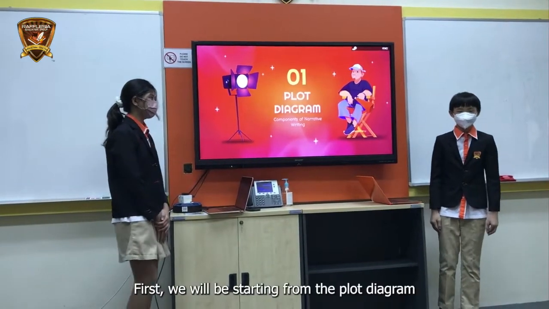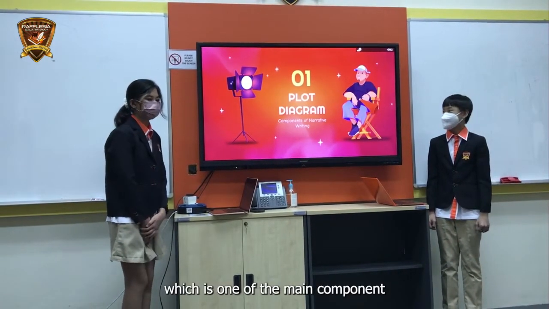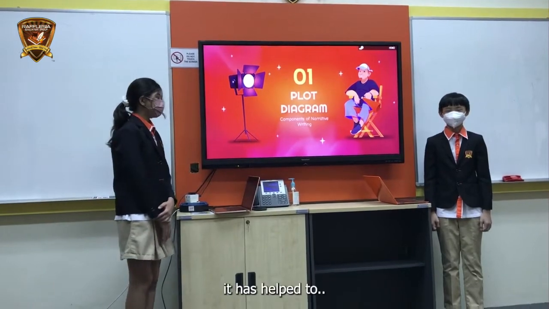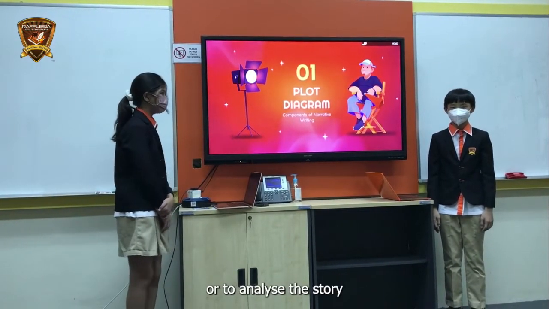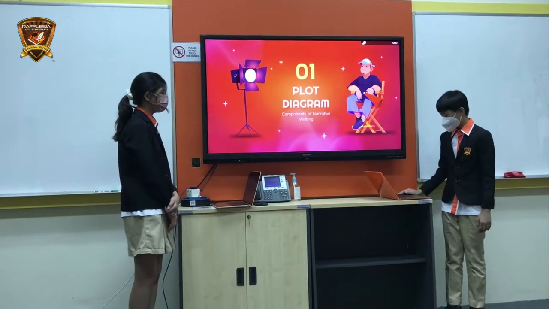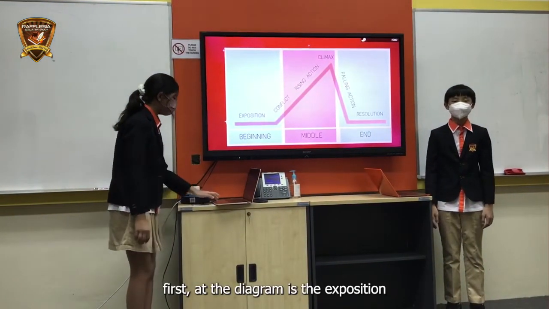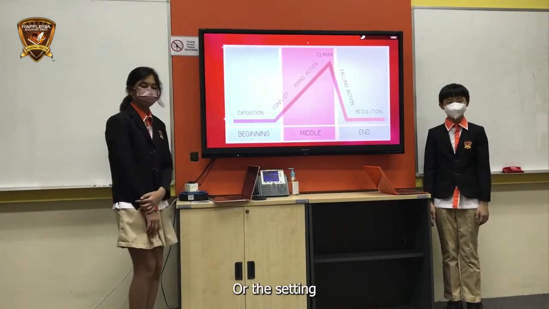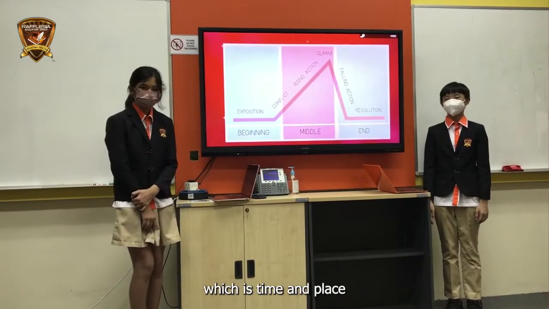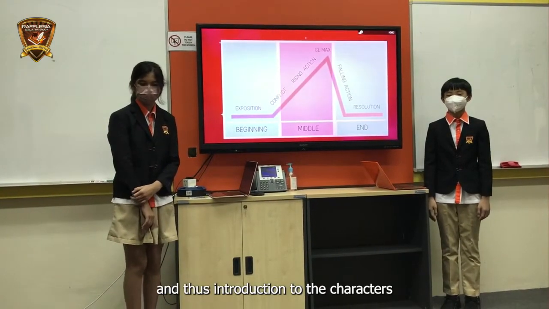First, we'll be starting with the plot diagram, which is one of the main components of narrative writing. It helps to make a story or to analyze the story plot. First, at the beginning is the exposition, which is the introduction to the story or the setting, which is time and place, and the introduction to the characters.